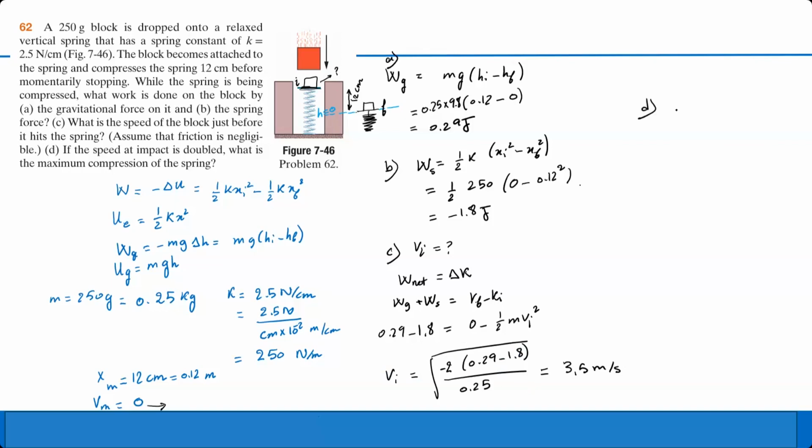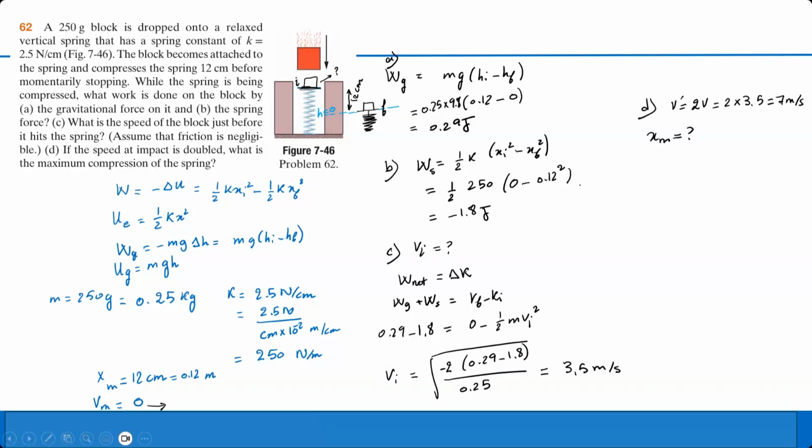In part D, if the speed at impact is doubled, what is the maximum compression of the spring? So we're told V prime is 2V. So this is 2 times the 3.5, which is 7 meters per second. What is the maximum compression of the spring? So we want X max.